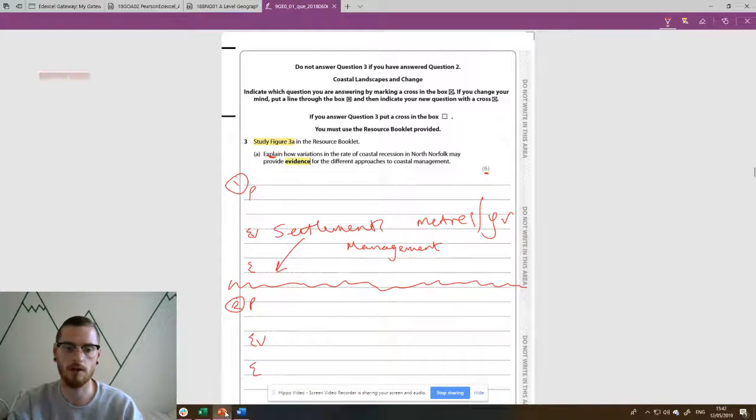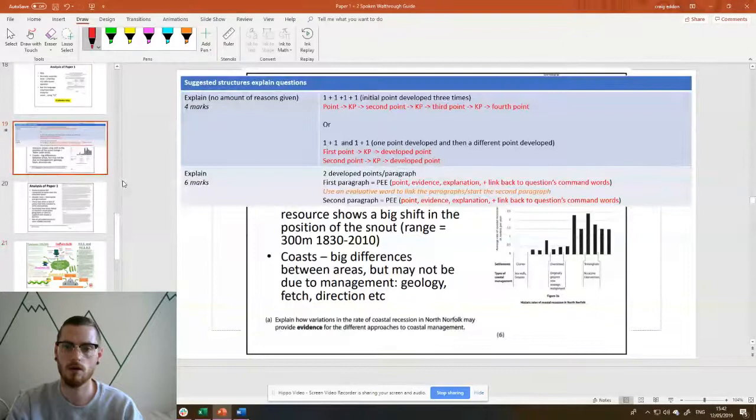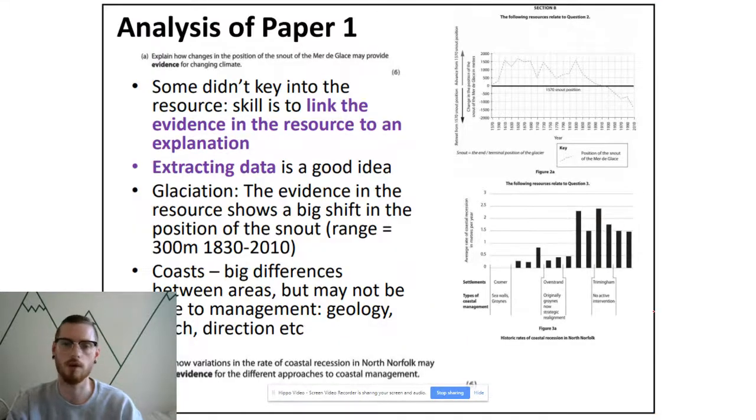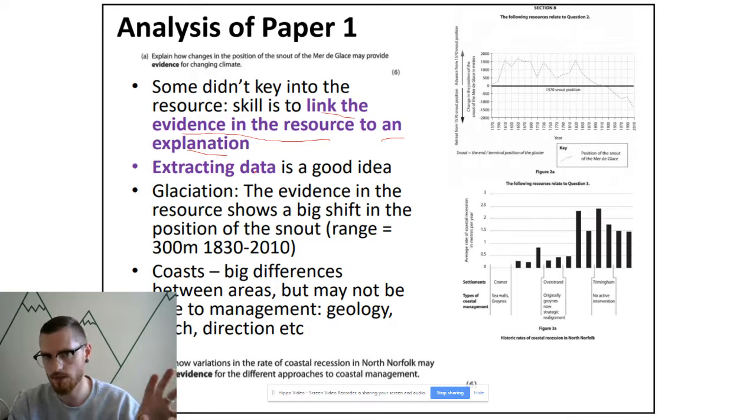Let's quickly look at some feedback from the exam board, and then some guidance and structure from me. So here, I'm just going to skip down to what's relevant because they're talking about glaciation here. So first off, some didn't key into the resource, i.e. just what I said, they didn't use the resource. The skill is to link the evidence in the resource to an explanation. Make sure you do that. Evidence from the resource, explain it.